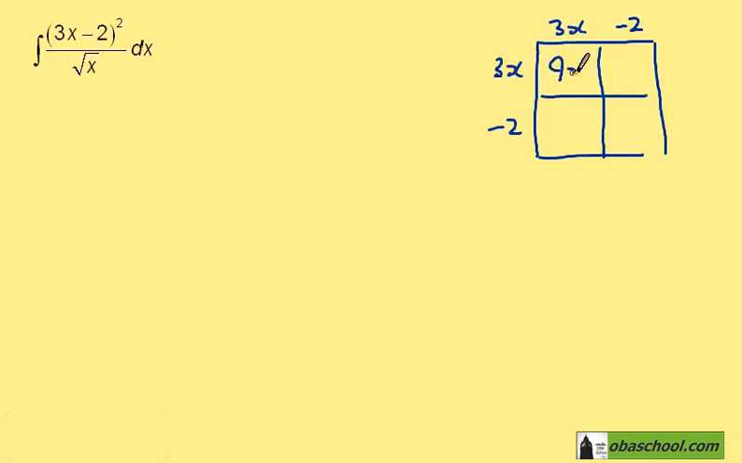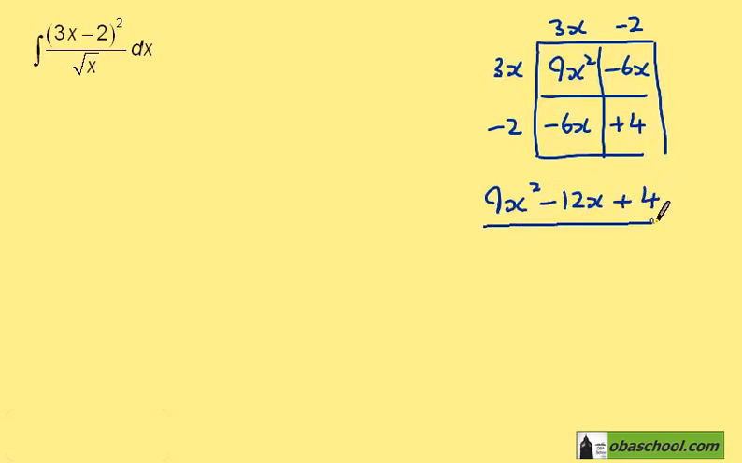3x times 3x is 9x². 3x times minus 2 is minus 6x, the same here, and plus 4. So we get 9x² − 12x + 4, and that needs to be divided by root x, which we can write as x to the half.